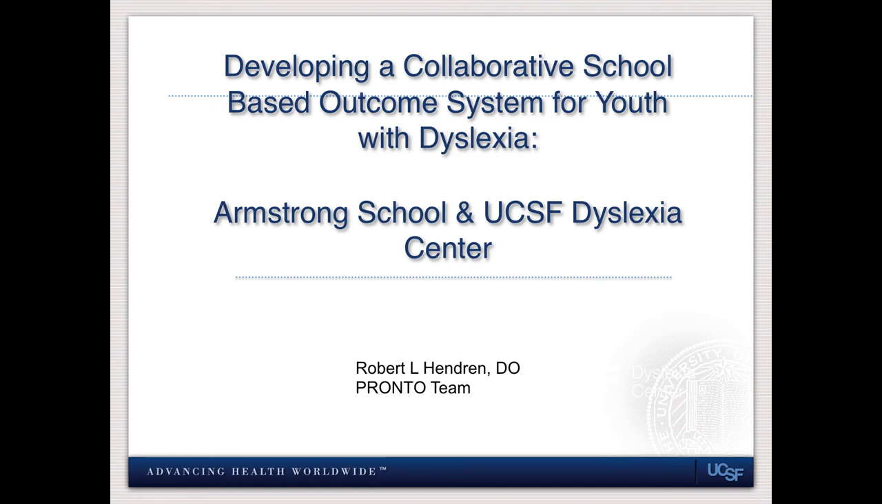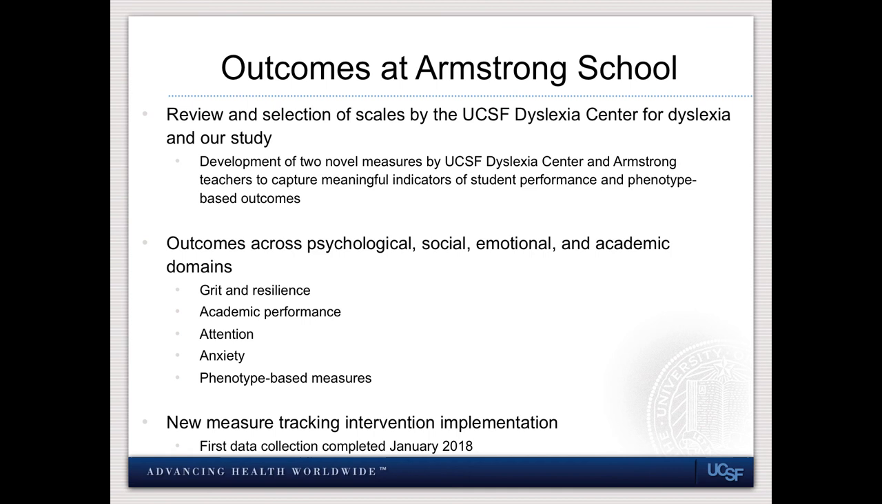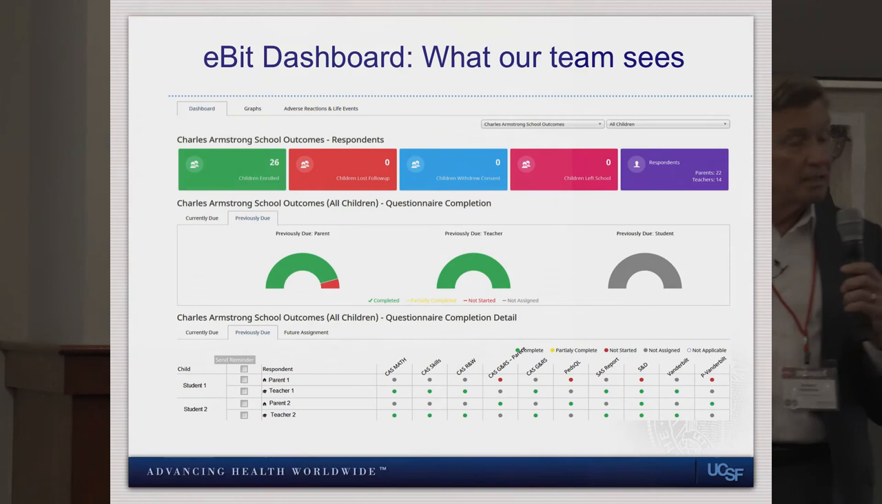schools about doing that, where we gather information based on a number of different domains like grit and resilience, academic performance, attention, anxiety, and the phenotype-based measures, but also track progress, how are you doing in school, to say, are we making a difference in what we're doing? And are there some kids where the intervention we shared for the phenotype makes a difference, but others where we need to go back to the drawing board and do a little more thinking about whether what we actually shared for that phenotype actually worked.